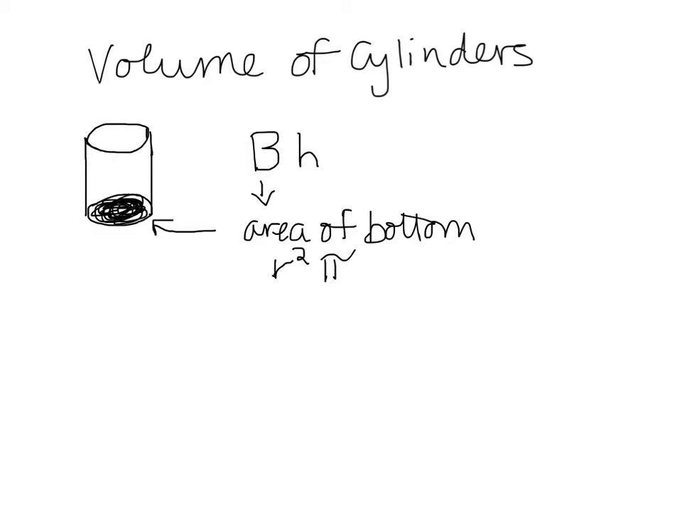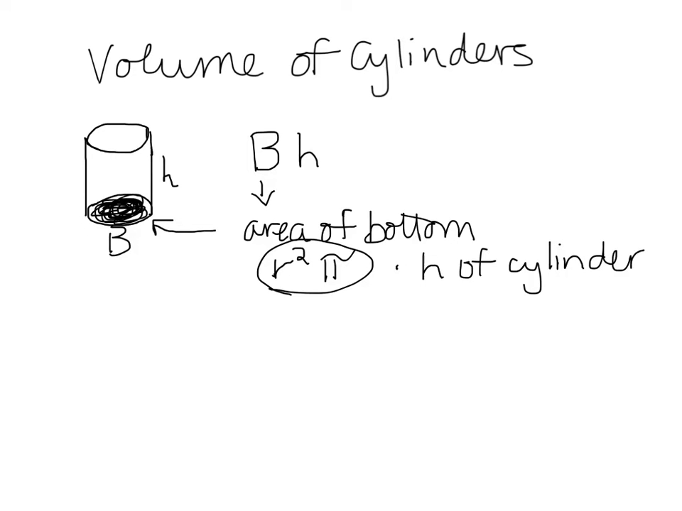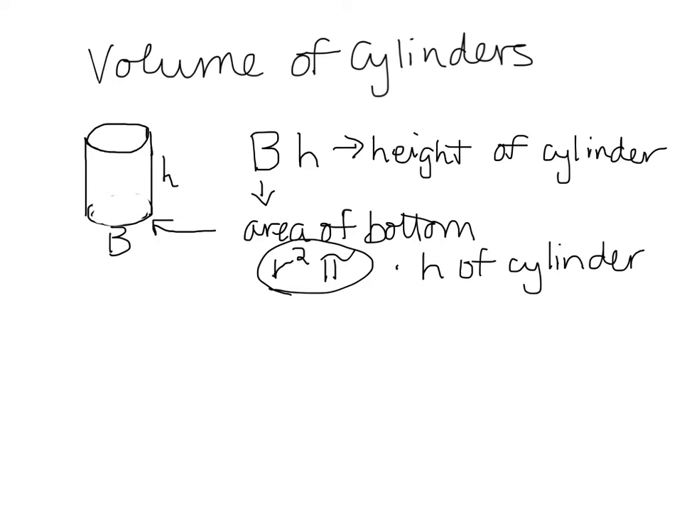So capital B base is this, and the height is this. Capital B base is a circle, and then we multiply that times the height of the cylinder. Essentially, you've already done what we have to do tonight. When I say base, height, it's the height of the cylinder. So if I tell you, I'm going to erase that inside.